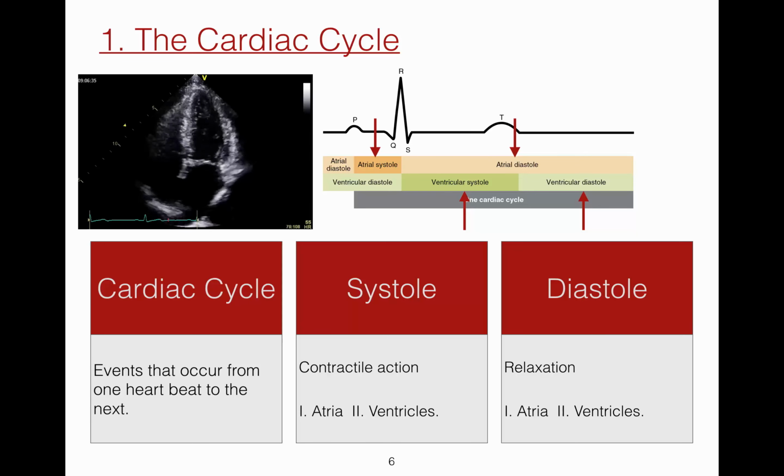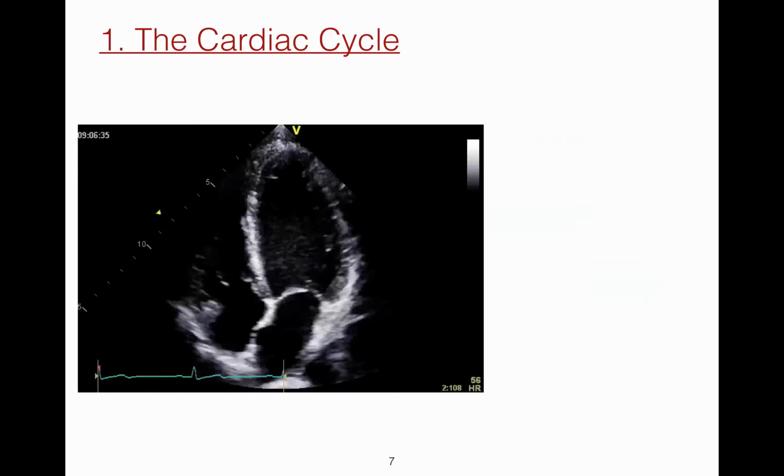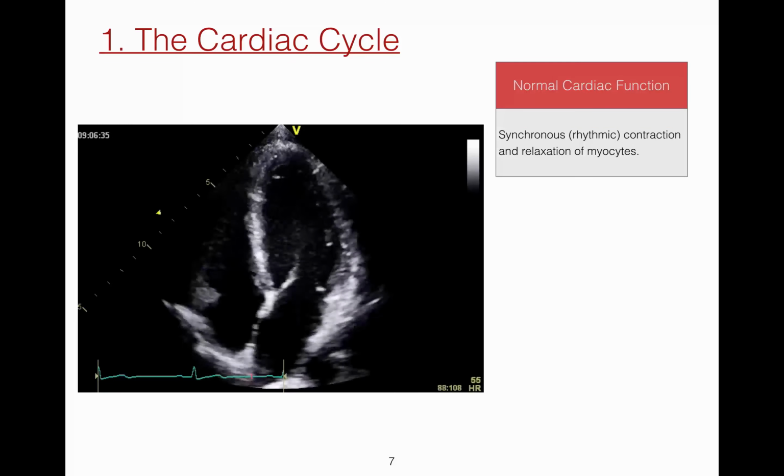Diastole is another Greek word, and it refers to the period of the cardiac cycle during which the heart relaxes. Both the atria and ventricles have diastolic phases. Ventricular diastole normally lasts for about half a second. The synchronous, rhythmic, mechanical action of myocytes enables the heart to perform its normal function, that of pumping blood around the body.